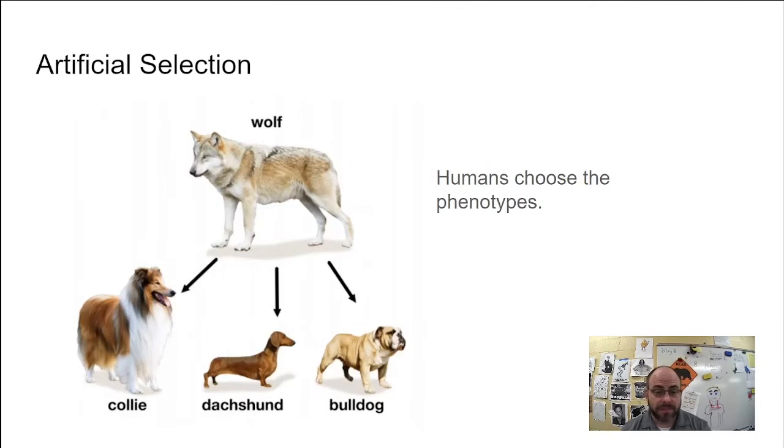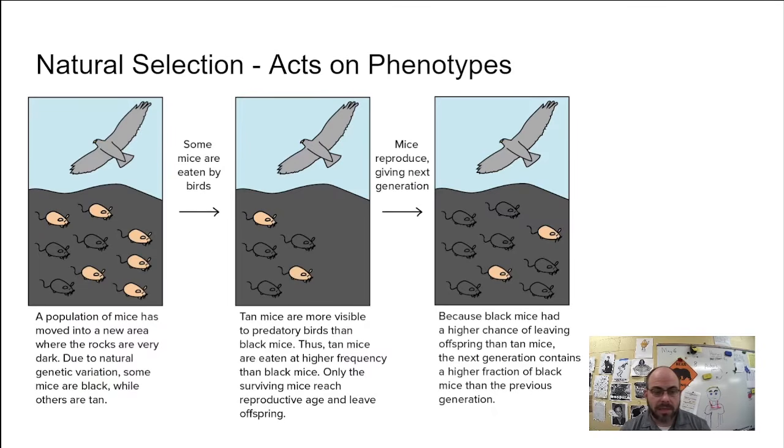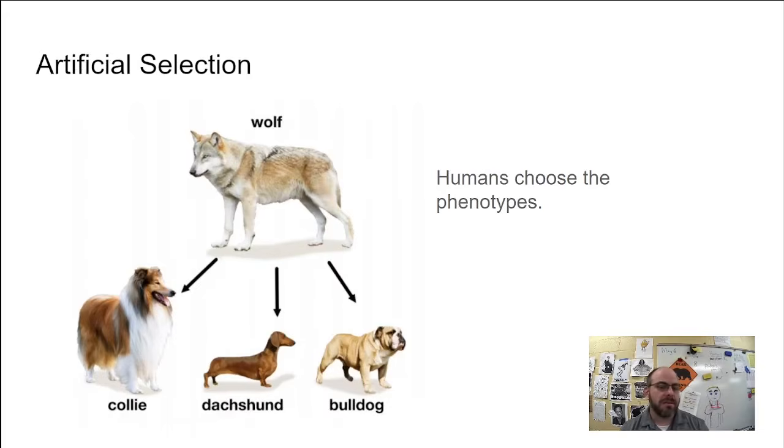Now, artificial selection. It's still selection, but it's artificial. Anytime you see that word, it's human caused. Whereas in this case, nature acts on the phenotypes. In this case, we do. We don't want wolves because wolves eat people. So we'd rather have useless things like Dachshunds, right? So we choose those phenotypes.